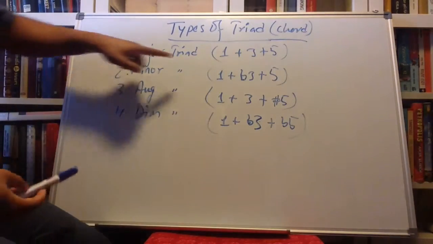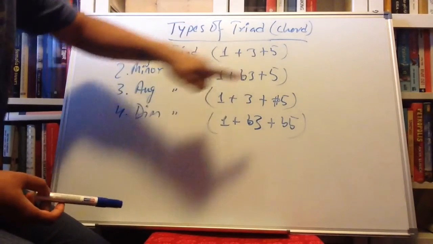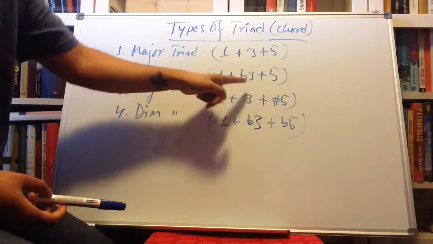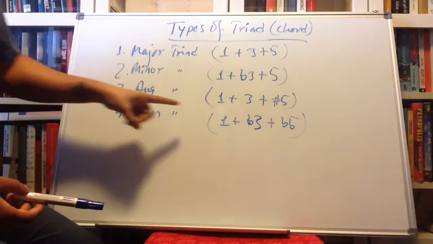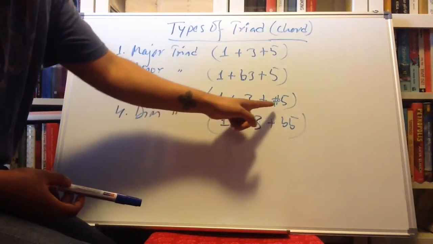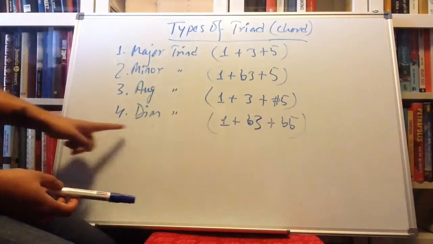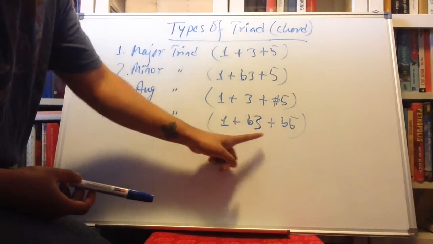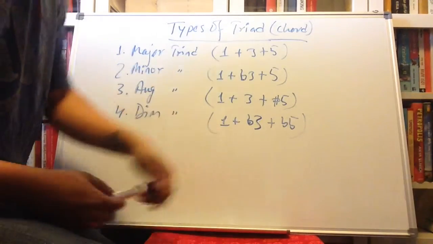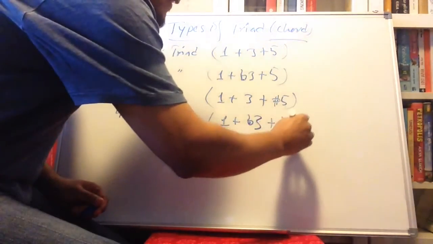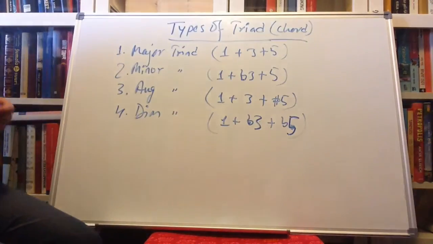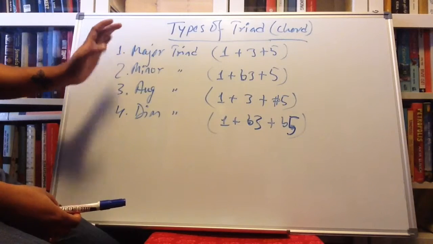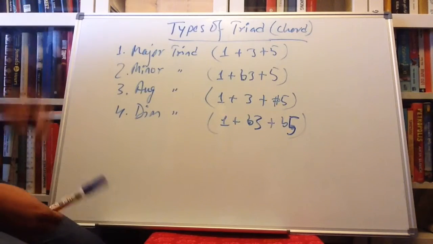So once again, the major triad is 1, 3, 5, 1 plus 3 plus 5. The minor triad is 1, flat 3, 5, 1 plus flat 3 plus 5. The augmented triad is 1, 3, and sharp 5. And the dim triad is 1, flat 3 and flat 5. This is our four types of triad according to the quality of the sound that they give.